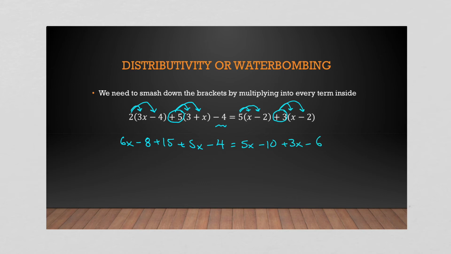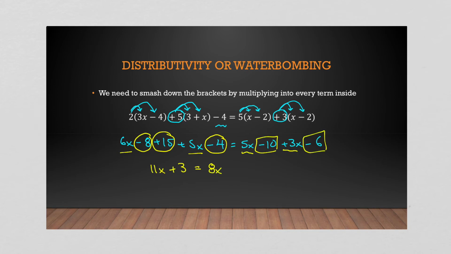So now we do our grouping of like terms. So x's and x's. So I'm going to have 11x, and then negative 8 plus 15 is positive 7, minus 4 is positive 3. And then on the right, 5x plus 3x is 8x, and then negative 10 minus 6, negative 16. And now I'm going to get my x's on one side, my non-x's on the other, and again, I'm going to do this in one step. So minus 8x gives me 0, minus 8x, and then minus 3, because I don't want that on that side, minus 3. So I'm just doing it in one step.